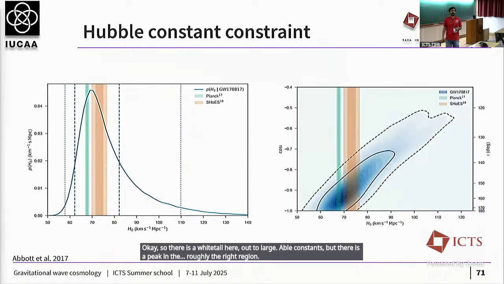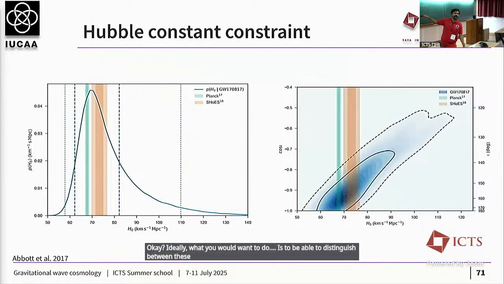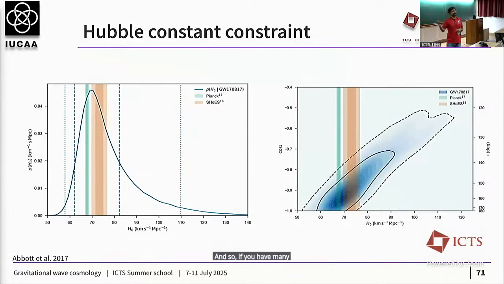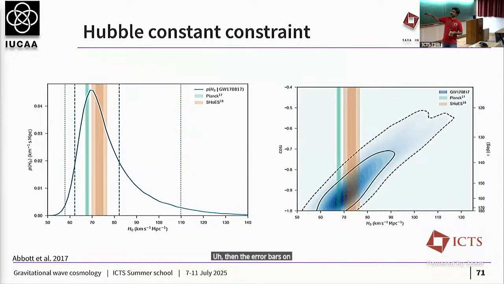Okay. Ideally, what you would want to do is to be able to distinguish between these two models. And so if you have many, many binary neutron star events for which you can get an electromagnetic counterpart, then the error bars on this measurement will go down further and further. And hopefully you will get to a few percent kind of errors, so that you will start to distinguish between these two.